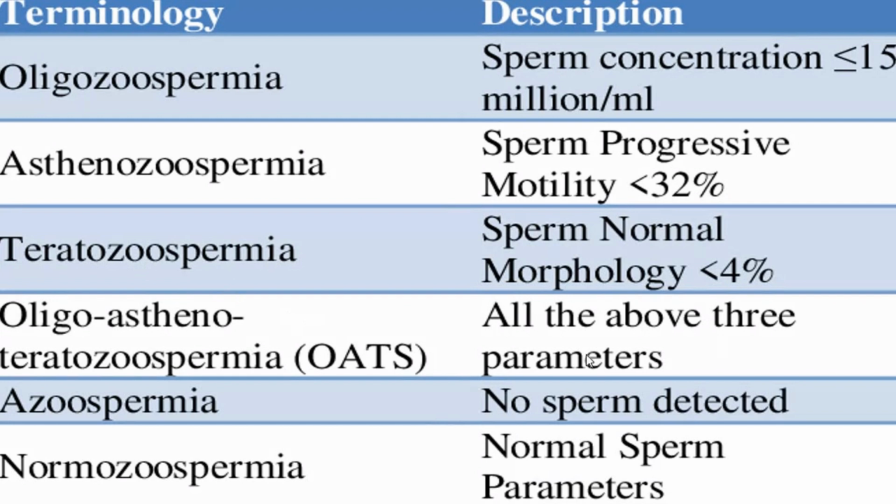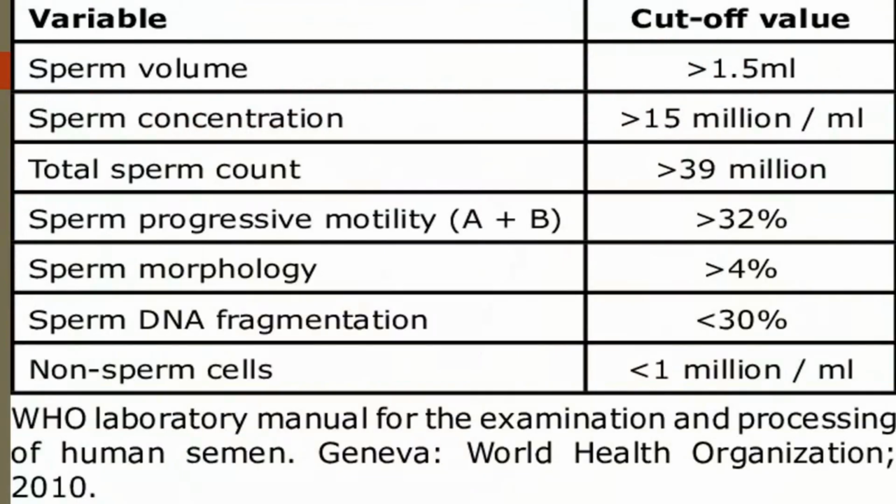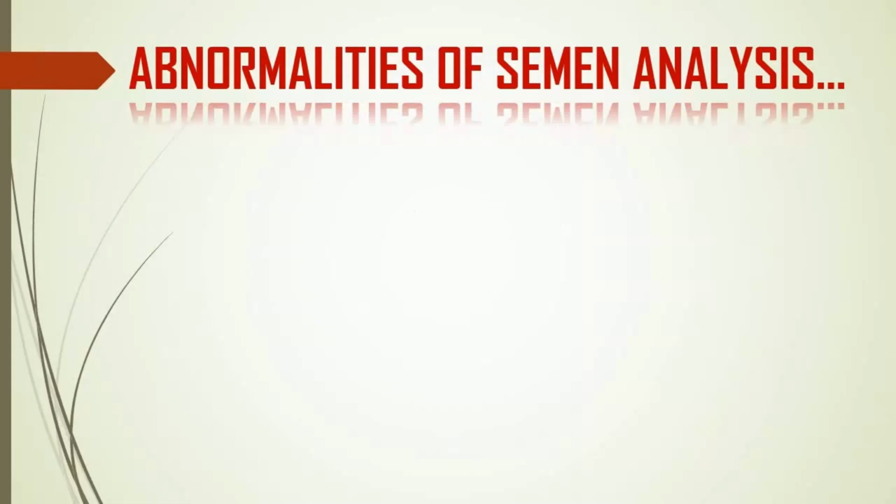If all of the above three parameters exist, meaning if there are these three anomalies in one individual, that is called oligoasthenoteratozoospermia. Azoospermia is where no sperm is detected in the semen they ejaculate. If there are no sperms, that is known as azoospermia. Normospermia is where there are normal sperm parameters. What we talked about here, this is called normospermia.